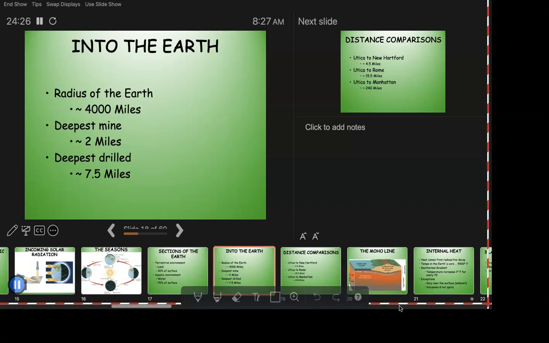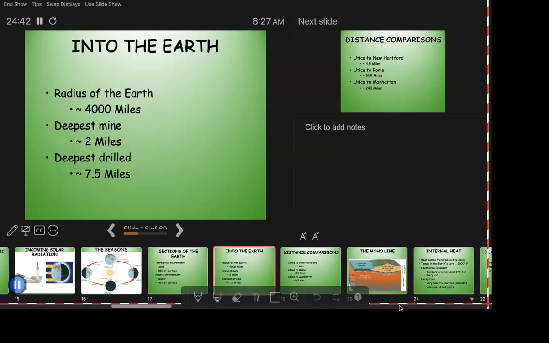I don't even mean that. I just mean the actual physical conditions, the pressure, the heat. So I told you the other day, we can't go up very well at all without any special equipment. You can't go down either.